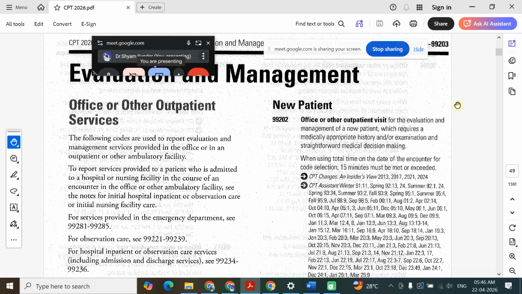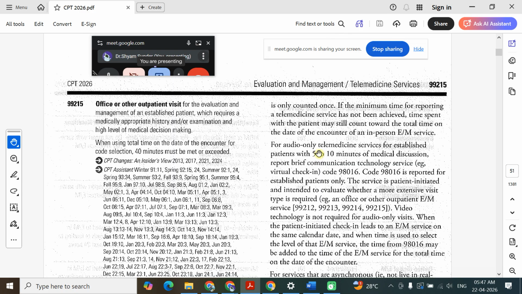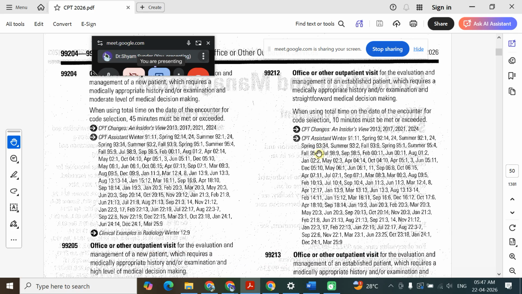read. This is about 50 pages. The entire E/M section is about 50 pages, and you're going to read each and every code, the description. So in that process, you're going to find codes for prolonged services. Yes, we have codes. But for the regular checkups, they have given only 4 levels.